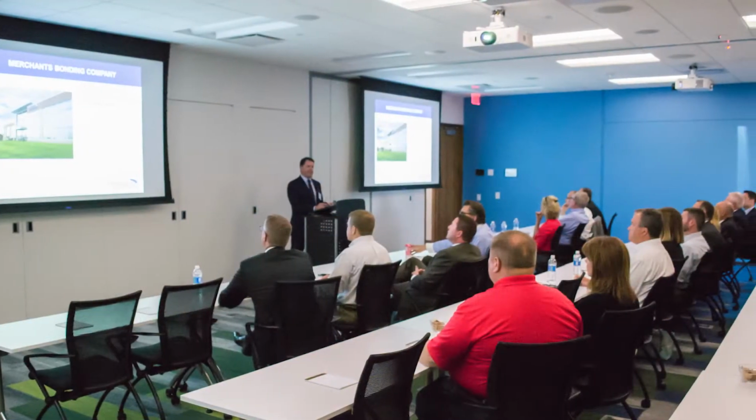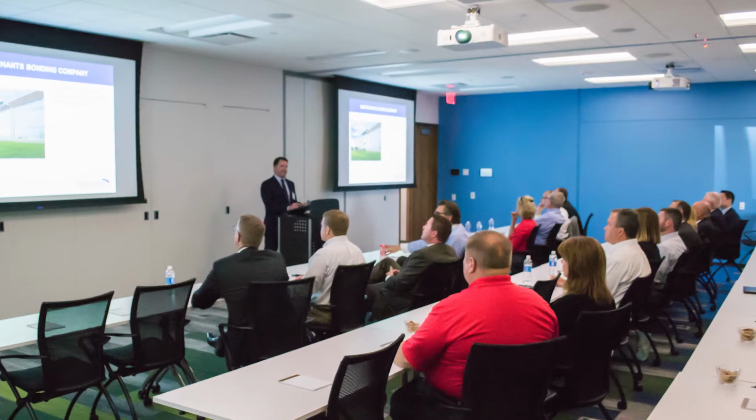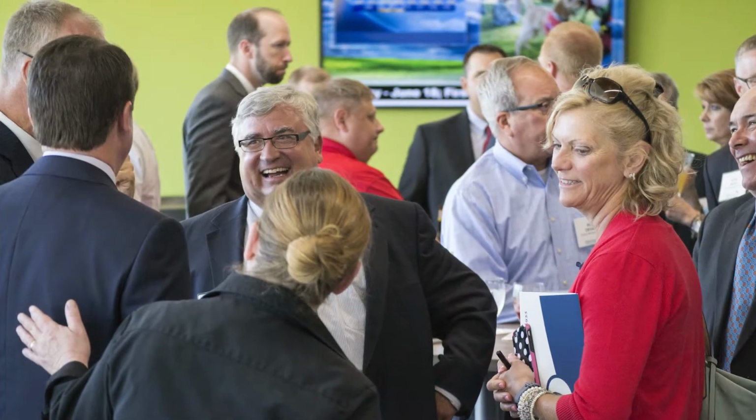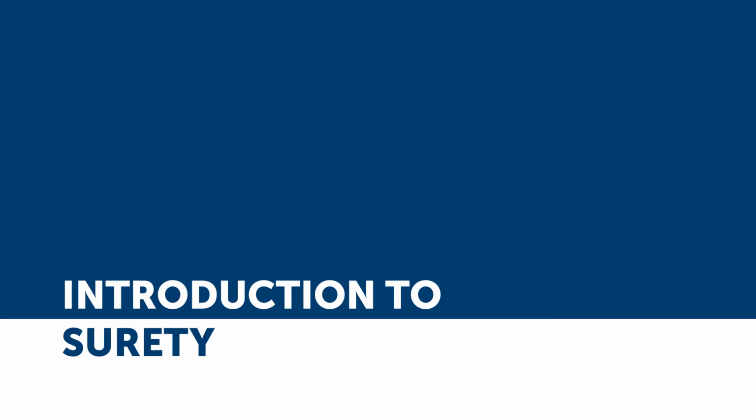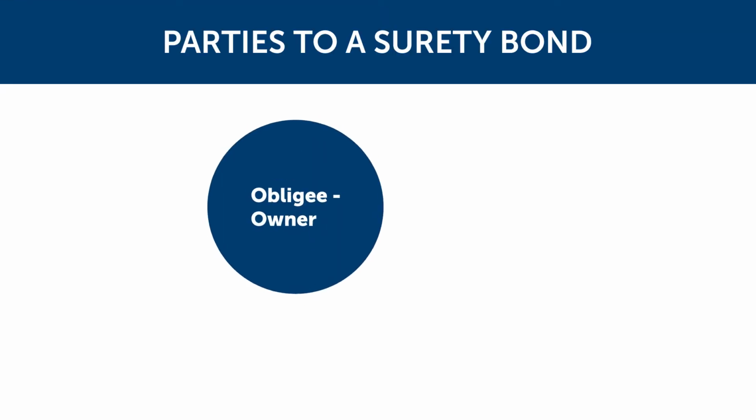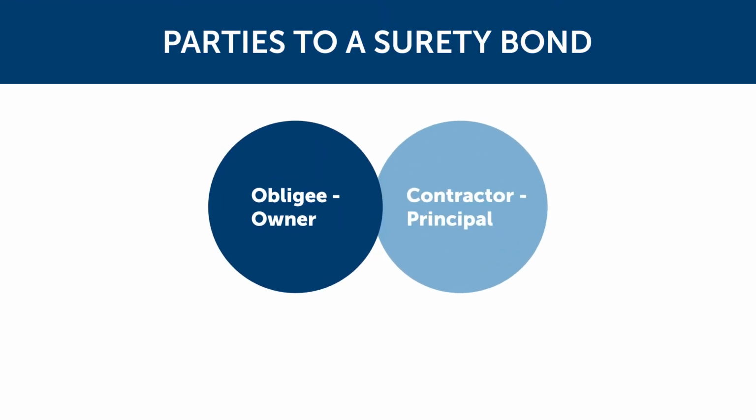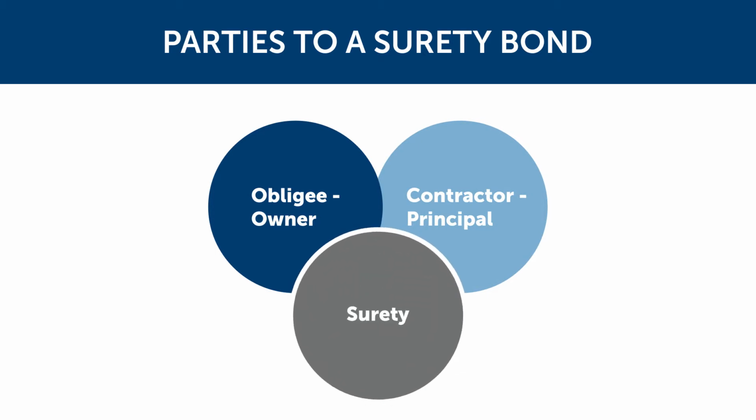Merchants Bonding Company joins the Surety and Fidelity Association of America in educating construction lenders about the benefits of surety bonding. A surety bond is a three-party agreement that assures the obligee or owner that the contractor or principal will perform a construction contract. A surety bond will also ensure contract completion in the event of contractor default. A surety is generally introduced to a contractor through an agent partner. Together, the parties will serve the account.